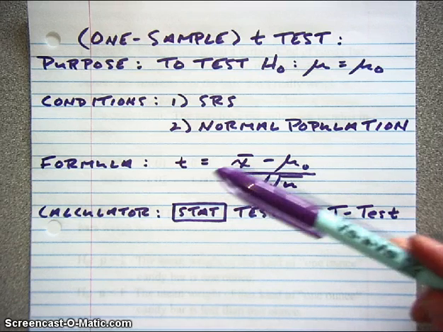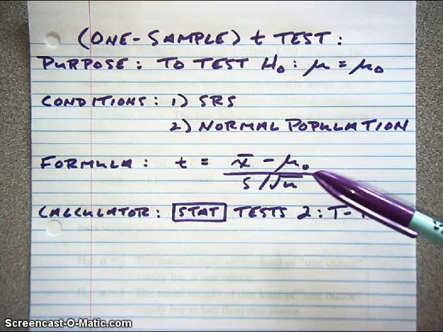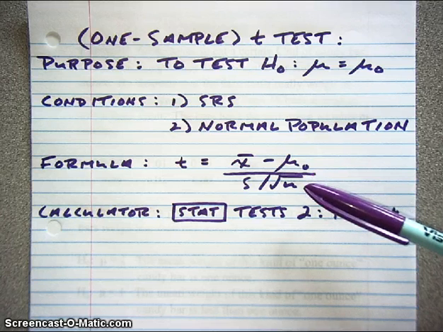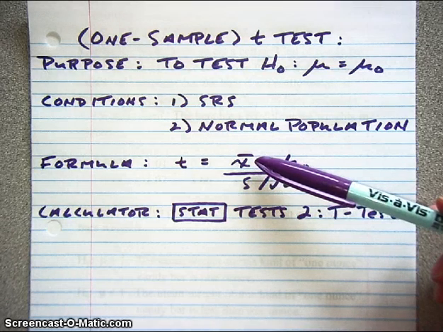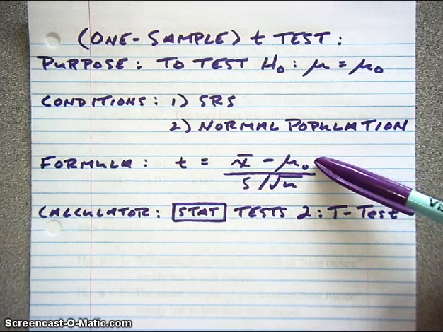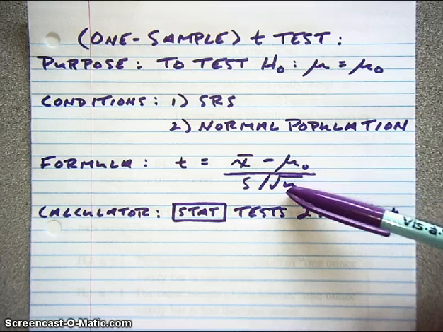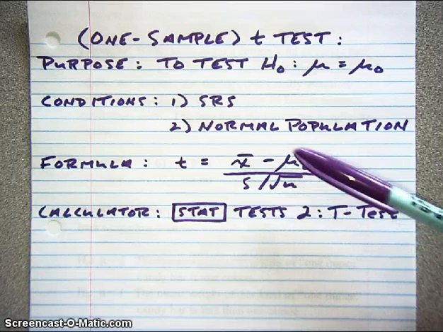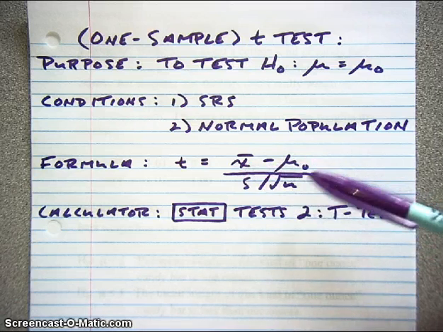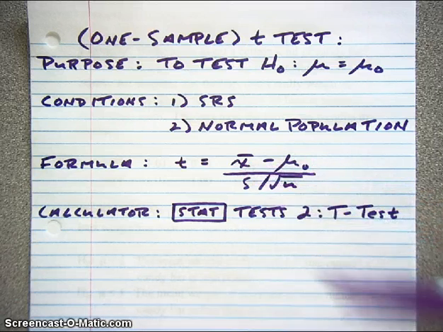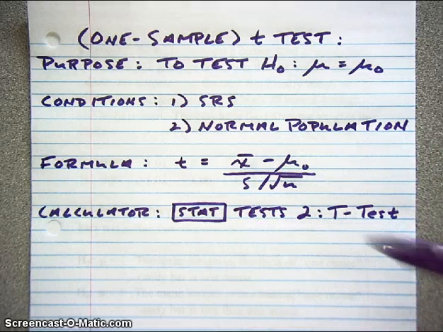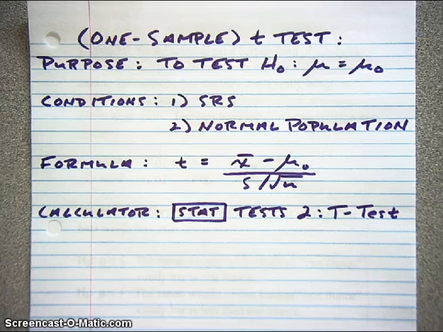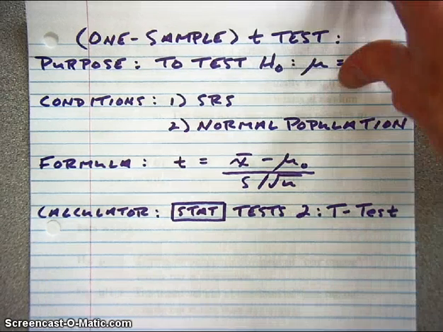The formula is T equals x bar minus mu naught divided by S over the square root of n. This is a standardized test statistic. We have a sample statistic x bar, that's the sample mean, minus the hypothesized population mean divided by its standard error, S over the square root of n. So that has the same structure as a Z statistic, except here we have S instead of sigma. Calculator: stat, test, 2, t-test. And I'll say more about that when we get to that.